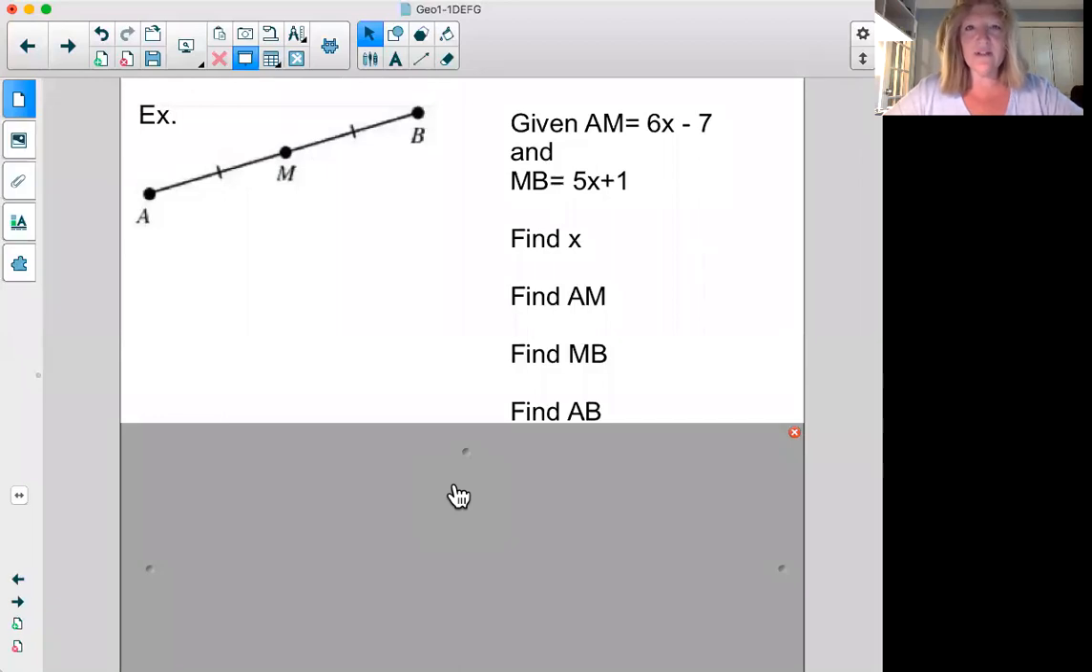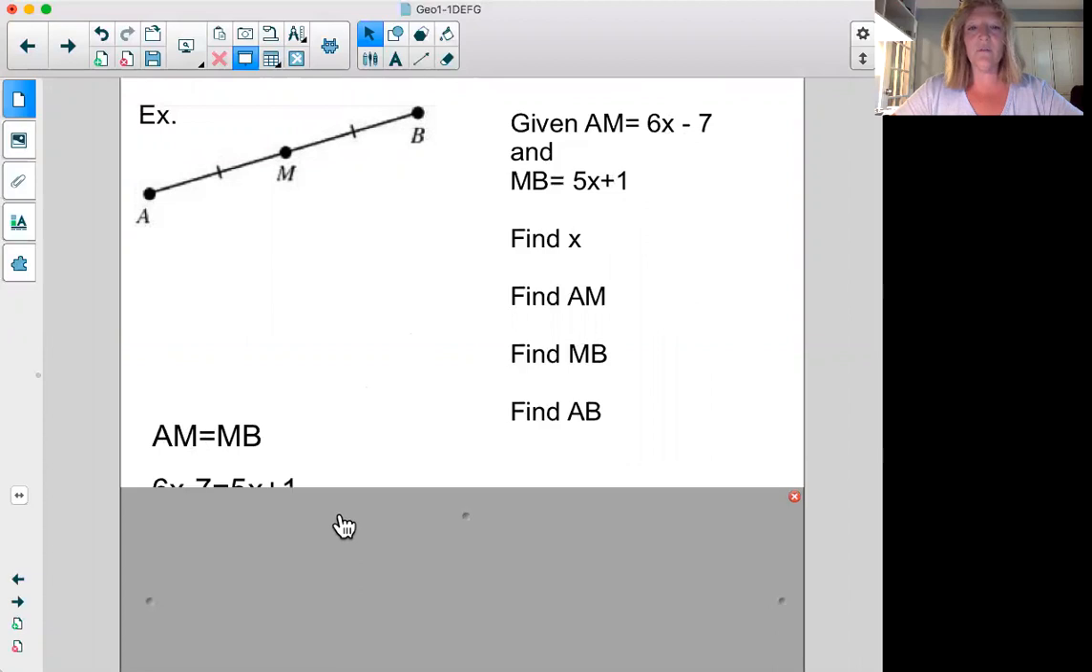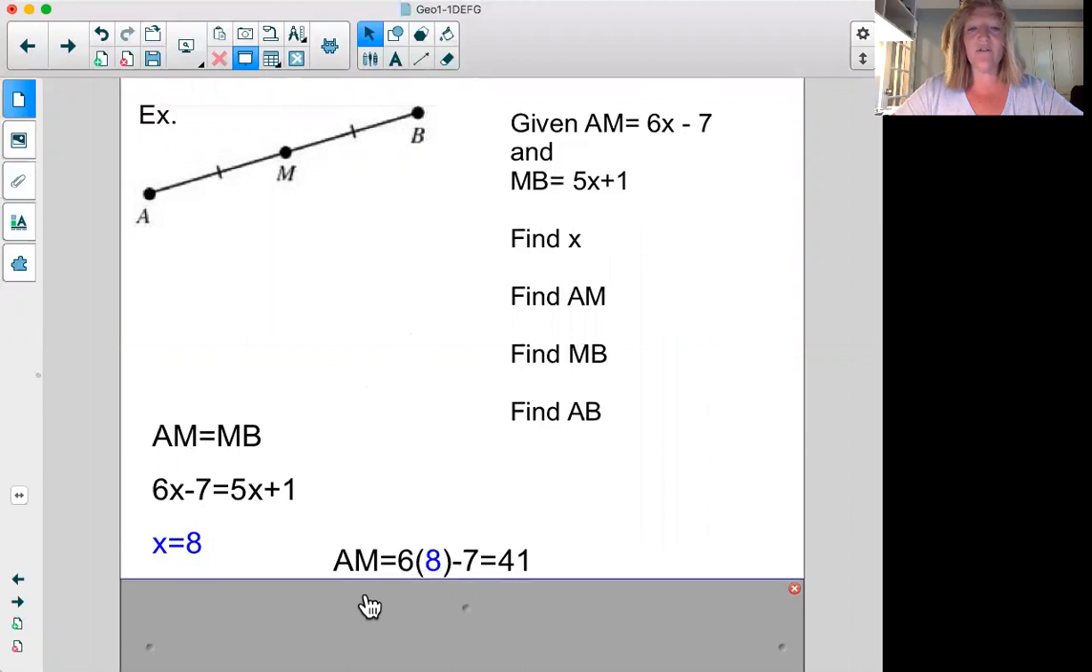Now, if we're given an algebraic expression for AM and an algebraic expression for MB, and we're told that they're congruent, or that M's the midpoint, or we're given the scratch marks, we can use our algebra skills. If these two chunks are congruent, their measurements are equal. If your measurements are equal, then the algebraic expressions for those measurements will be equal. And we can get the x's on one side and the numbers on the other and solve for x.